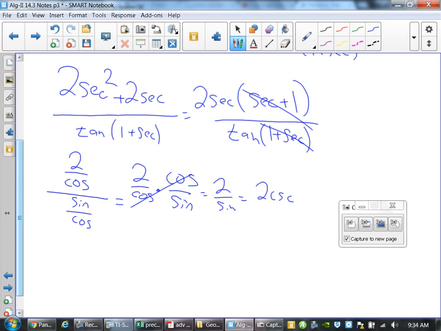Didn't it simplify? You can't leave it as 2 over sine. No, because you can always go one step further. When you have a fractional one, you just write it as a reciprocal.